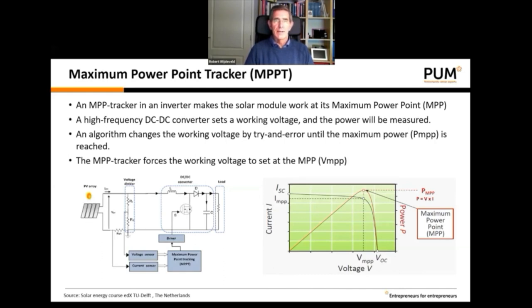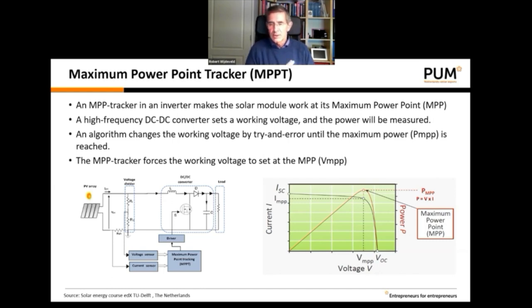An MPP tracker in an inverter makes the solar module work at the maximum power point. An MPP tracker is basically a high frequency DC-DC converter which sets a working voltage, and the power will be measured. A special algorithm changes this working voltage. So it moves the working voltage a little bit up, measures the current and calculates the power. If it is a little bit higher, it knows: oh, I'm in the right direction.